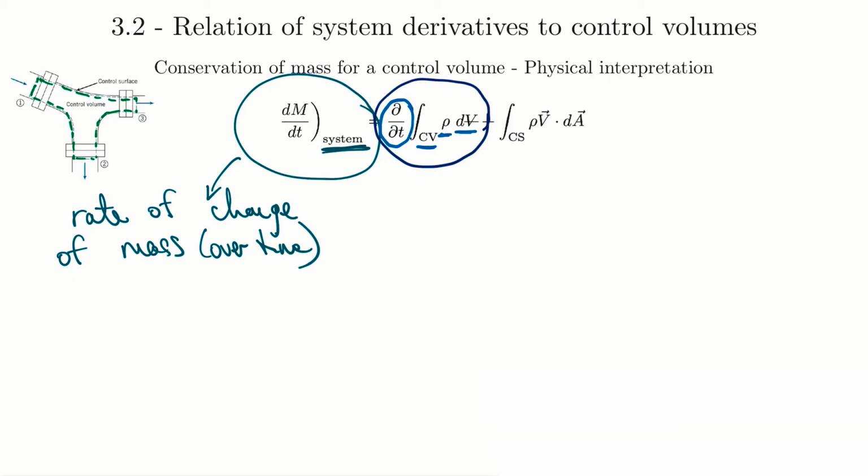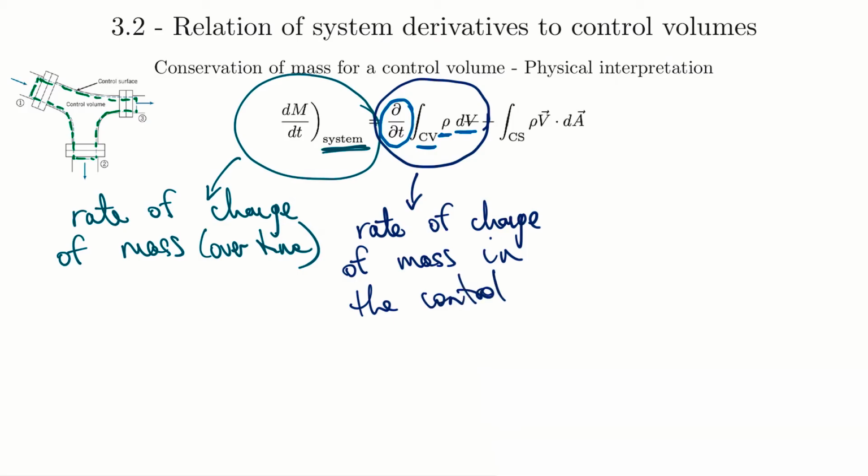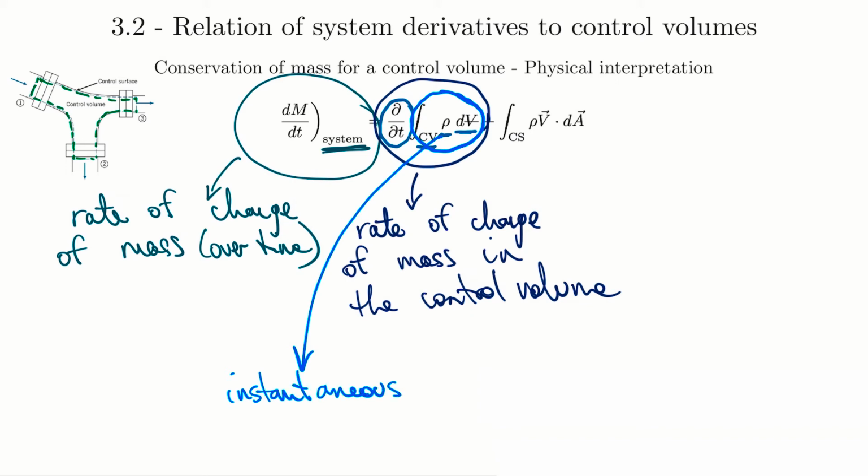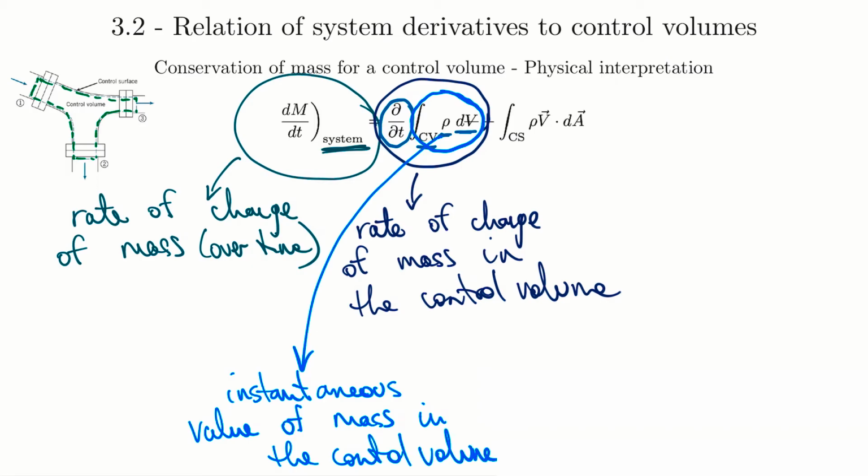So what this term is, that's the rate of change again, because it's d by dt. We just figured out that the density times the volume is mass. So that's the rate of change of mass, and this is in the control volume. And just for completeness, the part right here, just so we remember, is the instantaneous value of, in this case, mass in the control volume. And the d by dt in front of that makes that a rate of change.